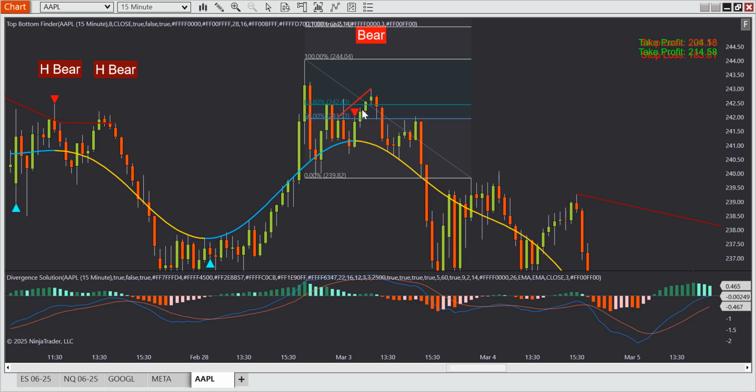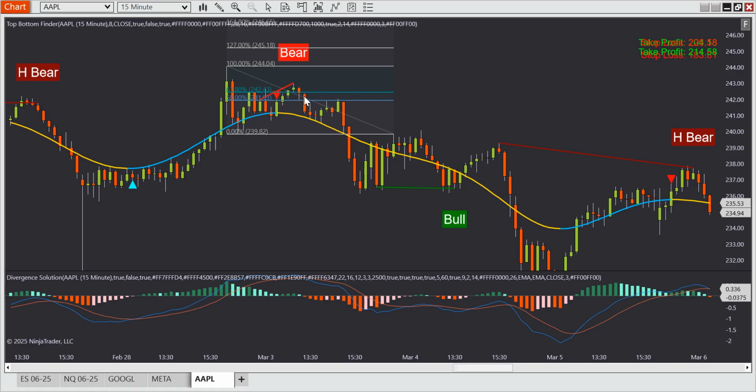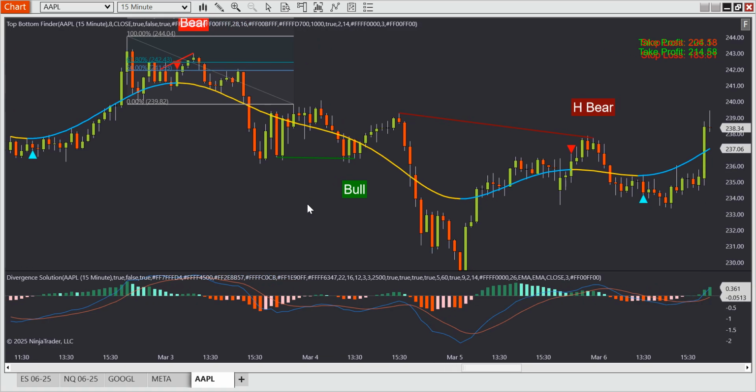And even if you got in here on just the fib levels, reasonable risk management is putting your stop above here, and then the Divergence Solution giving that extra confirmation in the premium side of the range, finding the bearish divergence. So all we need to get into another trade, strong move down, a little bit of retracement.